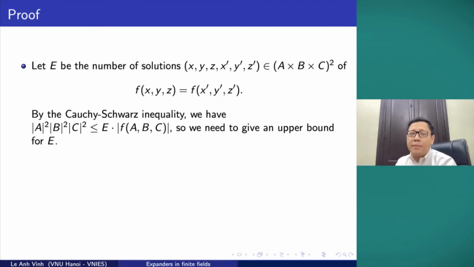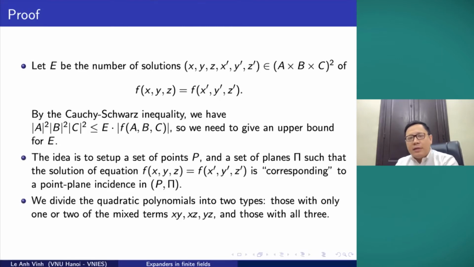So now the problem comes down to how we can give an upper bound for the number of solutions to that equation. The idea is to set up a set of points and a set of planes in the space, and each solution will correspond to a point-plane incidence. So we will try to rewrite the equation f(x, y, z) equal to f(x prime, y prime, z prime) as a point-plane incidence, and then we apply the Rudnev incidence bound.